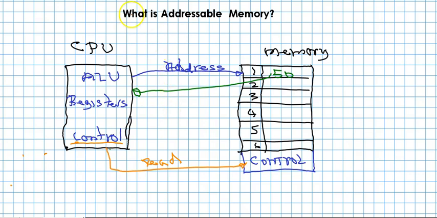The other thing that can happen is that we can write data into the memory, and the way that happens is very similar again. Let's say we're going to write something into memory location 3. So we're going to send an address for memory location 3.